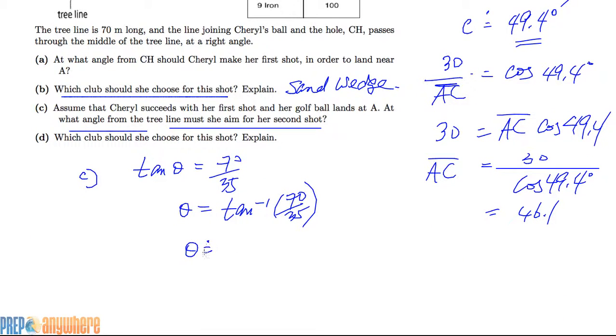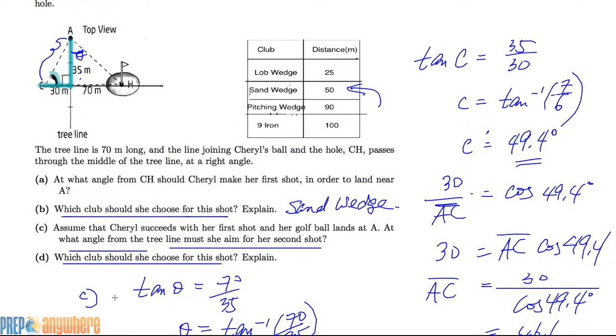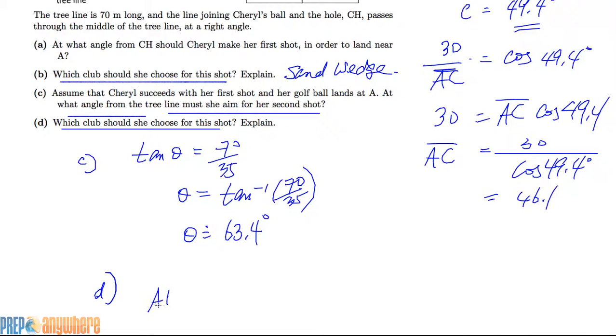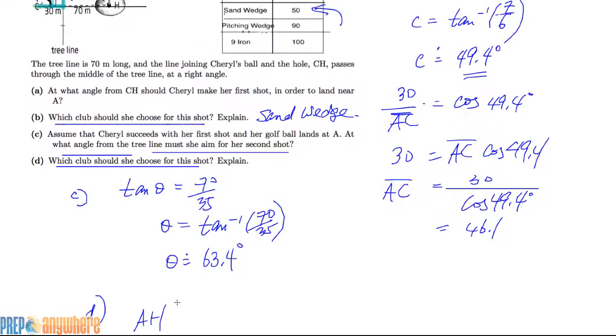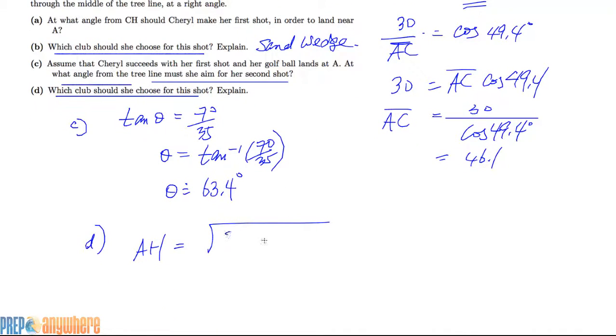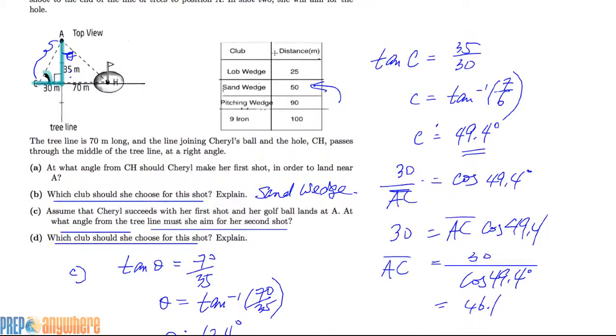So 63.4 degrees. Okay, so that's the angle that you should shoot the next shot with. And which club should she use for this one? For D, this time I'm going to use Sam's suggestion, and it's going to use the Pythagorean theorem. So I'm going to say the length of AH is equal to the square root of 35 squared plus 70 squared, right? This is 78.3 meters. So which club should we use?